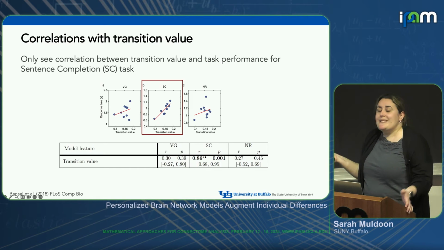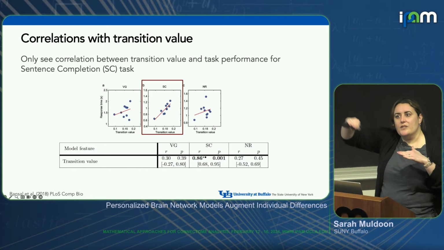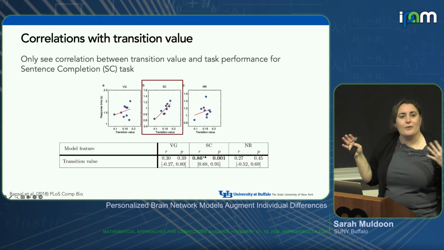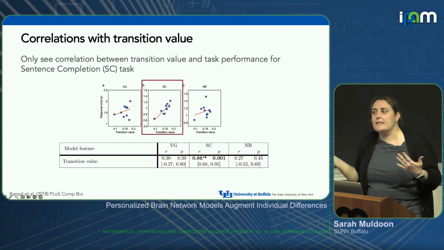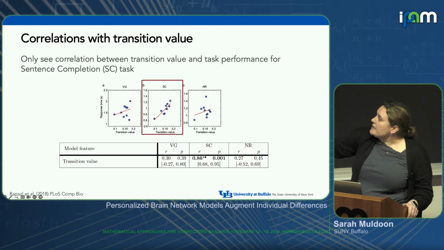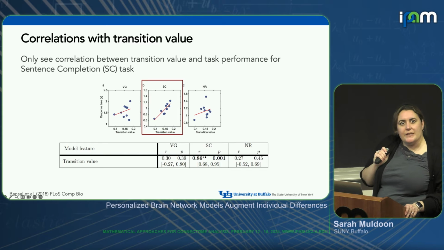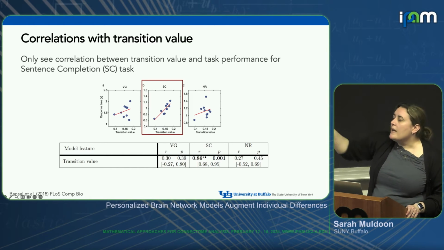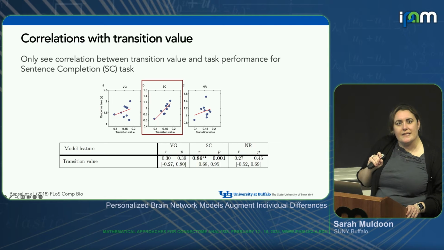So we asked, well, do we see some sort of correlation with that transition value, which we're thinking of as their brain excitability, with how they performed on these cognitive tasks? All right, and the answer was, if we tried to correlate them, we did, but only for the sentence completion task. Okay, we see a significant correlation between the level of that coupling parameter where that transition takes place and how well they performed on the sentence completion task. Okay?